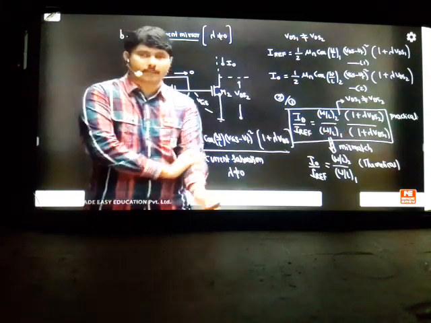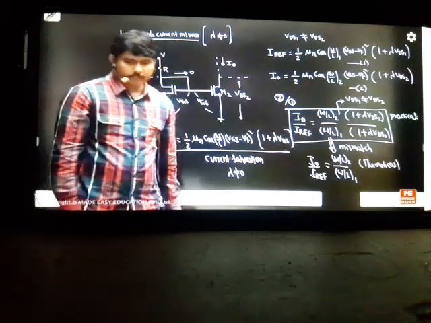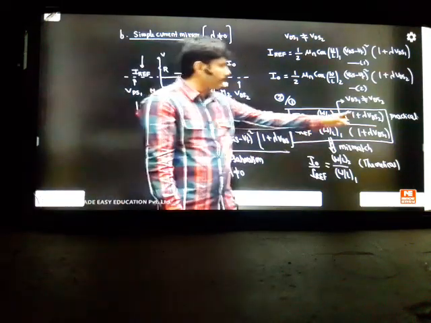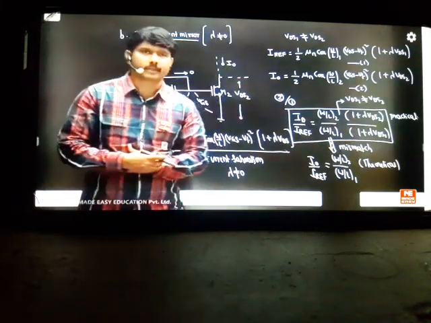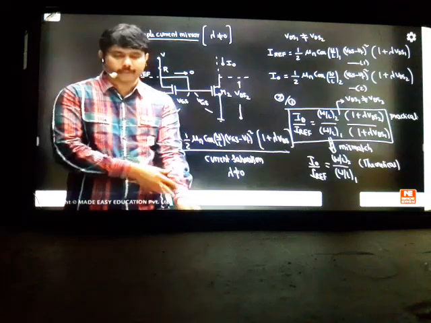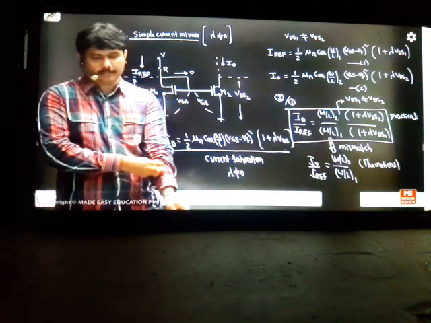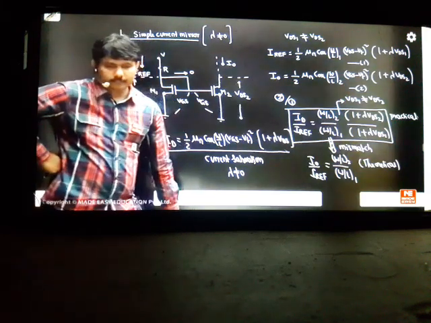Yes, the mismatch is due to the channel length modulation effect. But the channel length modulation effect is not the problem. Lambda is the same; the channel length effect is the same for both transistors I have taken. The problem is coming with your VDS design. So you have to balance VDS. The problem is not with your lambda, the problem is with your VDS design.